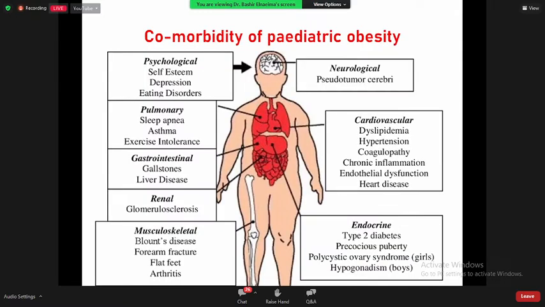The comorbidity of pediatric obesity: as we know, pediatric obesity can cause a lot of problems, affecting many systems: psychological, pulmonary, gastrointestinal, renal, musculoskeletal, cardiovascular, neurological, and endocrine, mainly type 2 diabetes, or sometimes precocious puberty, premature puberty, peripheral one, and polycystic ovary syndrome with hypogonadism in children who have another problem. So all the systems are going to be affected, and this is why currently we are talking about pediatric obesity, because of these possible complications if we do not intervene early.